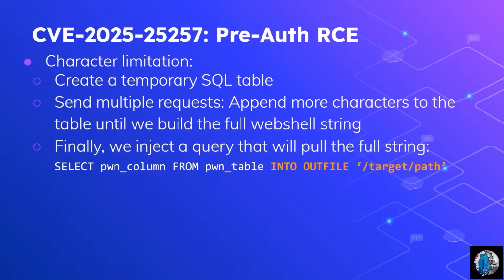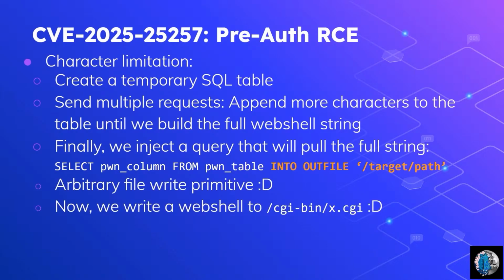And then finally, after we filled this table with the entire contents of the file that we want to write, we trigger another injection, but this time with an INTO OUTFILE statement that we saw earlier. And instead of target path, obviously we will write the path of the file that we want to write. And this gives us an arbitrary file write primitive. Now we can write a web shell to the CGI bin directory. I called my web shell x.cgi.